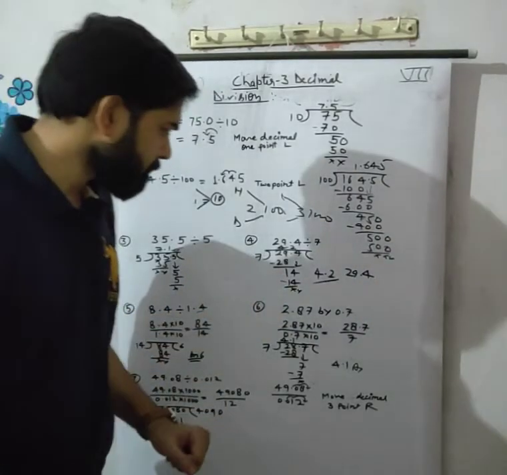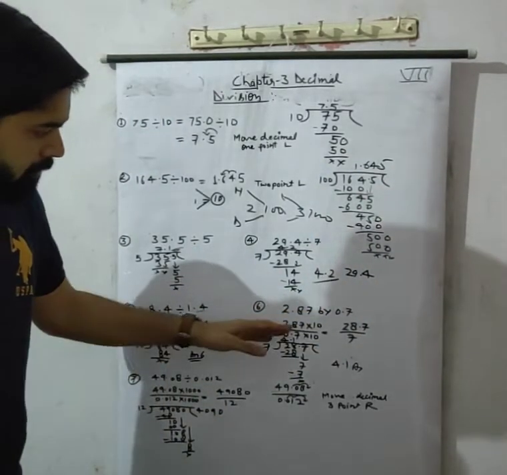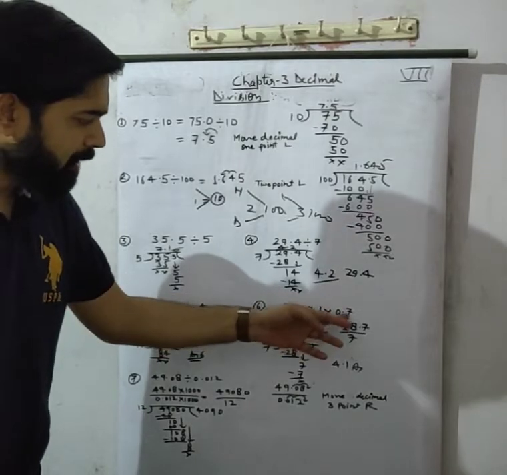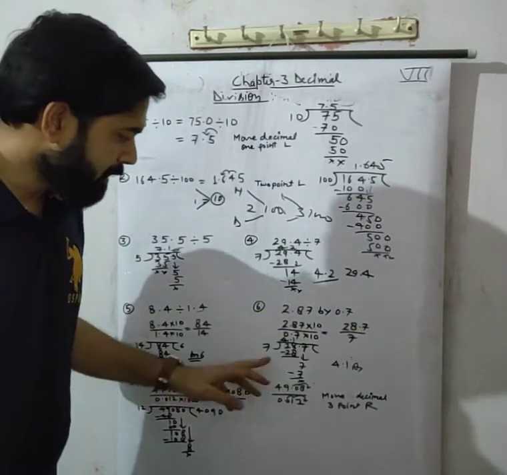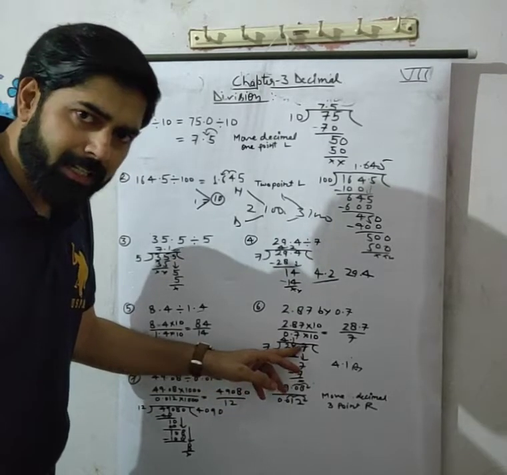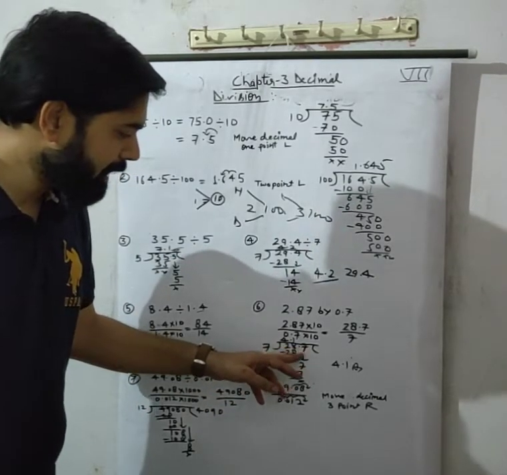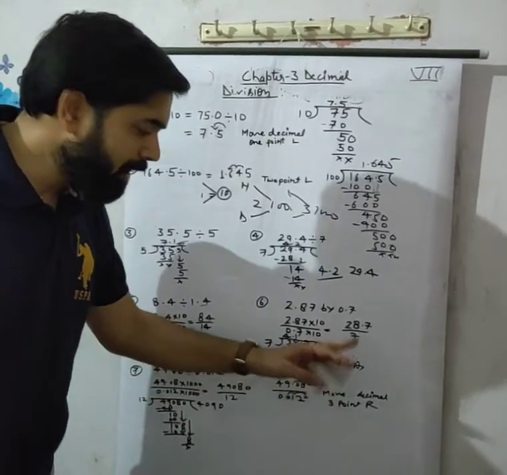Now this one: 2.87 divided by 0.7. Same as before, after one digit, so multiply by 10 and we get 28.7 divided by 7. 7 fours are 28. Then one decimal is here. Now we need a digit, but here 7 is left, so we take the decimal in the quotient. Now the answer will be 4.1.